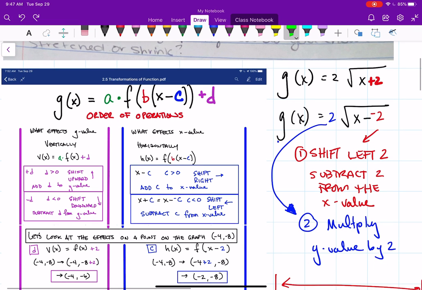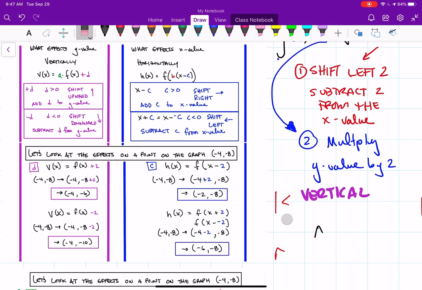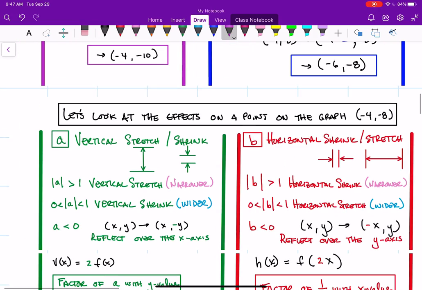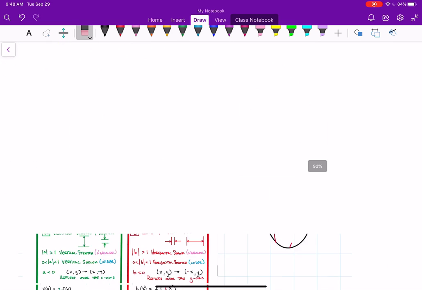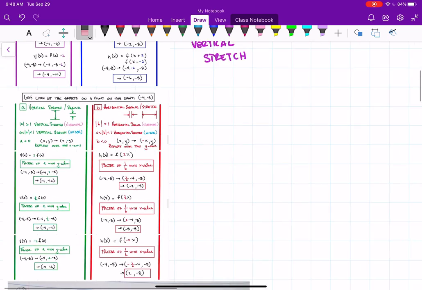So in this case, because it's a 2, okay, so 2 means it's going to go narrower, and it's affecting the y, so it's going to be vertical, so this has to be a vertical stretch. Anyway, and you confirm it right there, right? Because A is greater than 1, so it's going to be a vertical stretch.